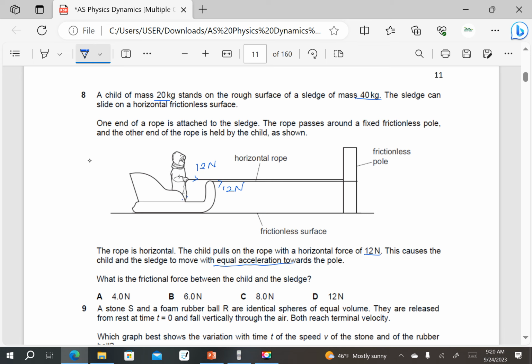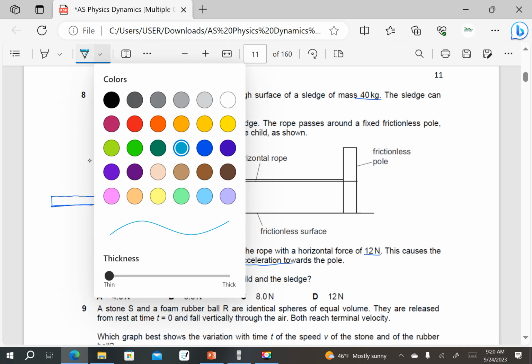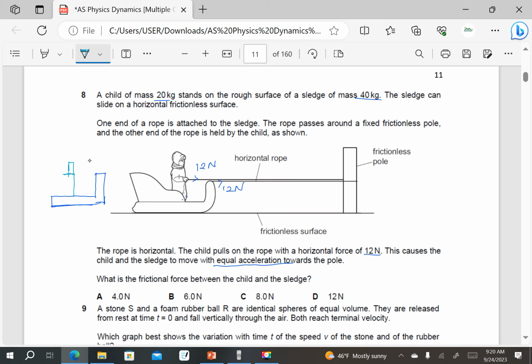Let me just draw a different diagram. So I'm going to draw the sledge like this. And I'll put the child with a different color, as just an object like this. So let's put the forces. First of all, there is a forward force on the child of 12 newtons from the rope, and there is a force of 12 newtons on the sledge itself. That's number one.